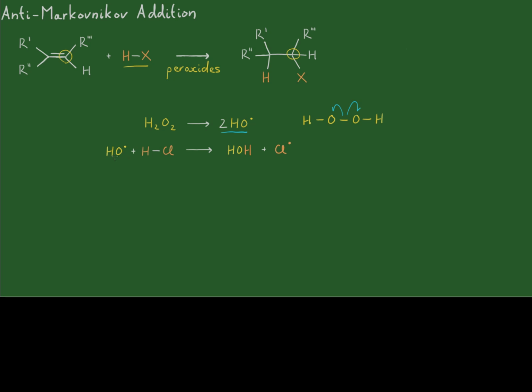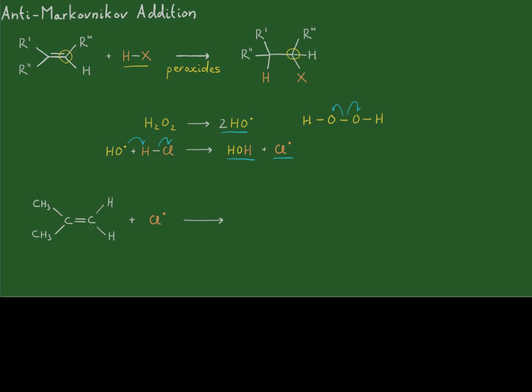A hydroxide radical then can react with the hydrogen of the hydrogen chloride. And as a result, we end up with water and this chloride radical, which plays an important part in the next step in our reaction with our alkene. So let's see what happens.